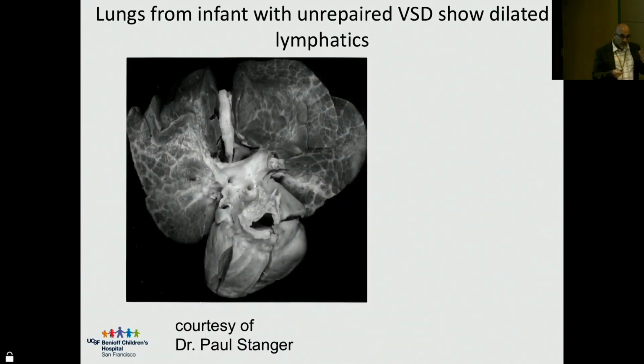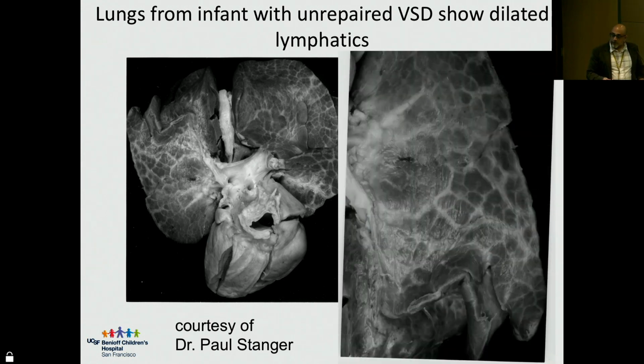What's also been known for almost the same amount of time is that patients with congenital heart disease, particularly with increased pulmonary blood flow, also have altered pulmonary lymphatics. This micrograph from Dr. Stanger, which he took himself in the late 60s, is an autopsy specimen from a child who died with an unrepaired VSD. And it also shows some really impressive dilated pulmonary lymphatics.